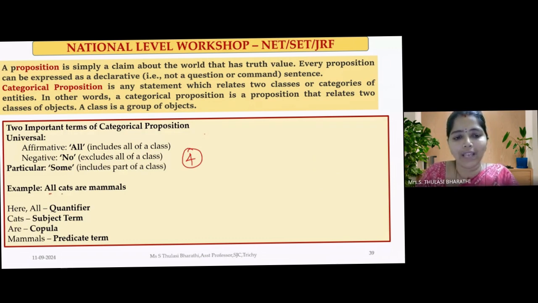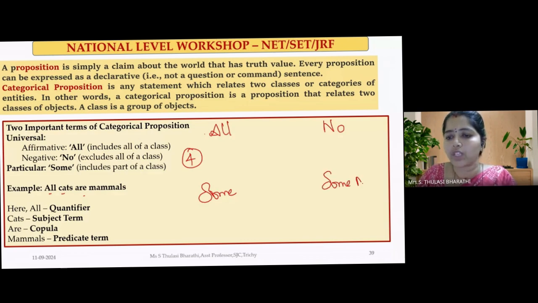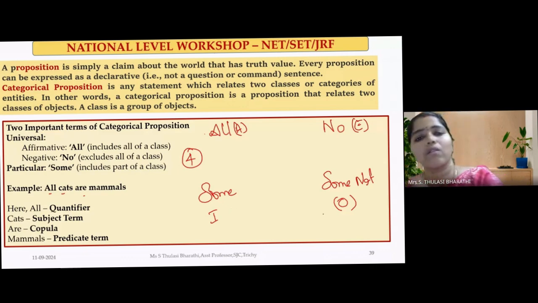See here, all cats are mammals. We'll be having statements like all, no, some, and some not. These are the top terms. When I use these terms, this is called A-type preposition, this is E-type, I-type, and O-type preposition. All girls are beautiful. No girl is beautiful. Some girls are beautiful. Some girls are not beautiful.